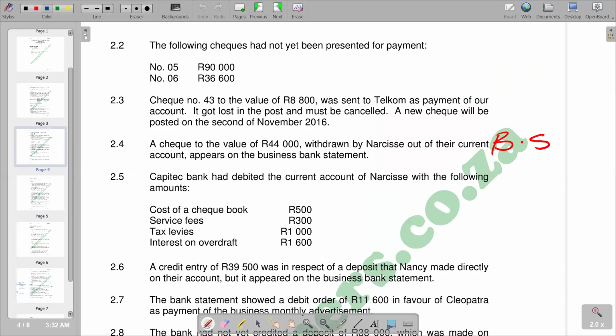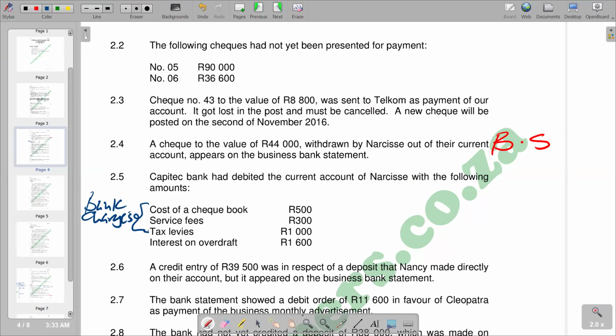It reads that Capitec Bank had debited the current account of Narcis with the following amounts. So we're given the cost of the checkbook, we're given service, we've got interest on overdraft. If you check, from this, these are all bank charges. So let's say here we have bank charges. But interest on overdraft, we are supposed to represent separately. Interest on overdraft, which is 1,600. So we can just take note of that.